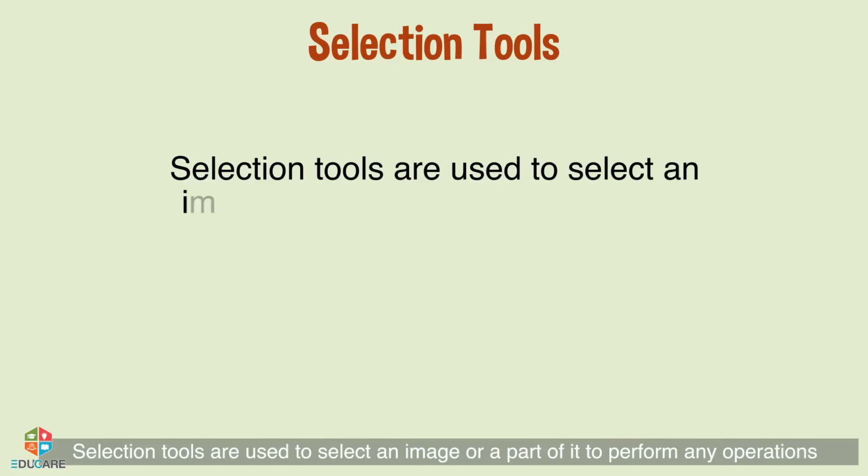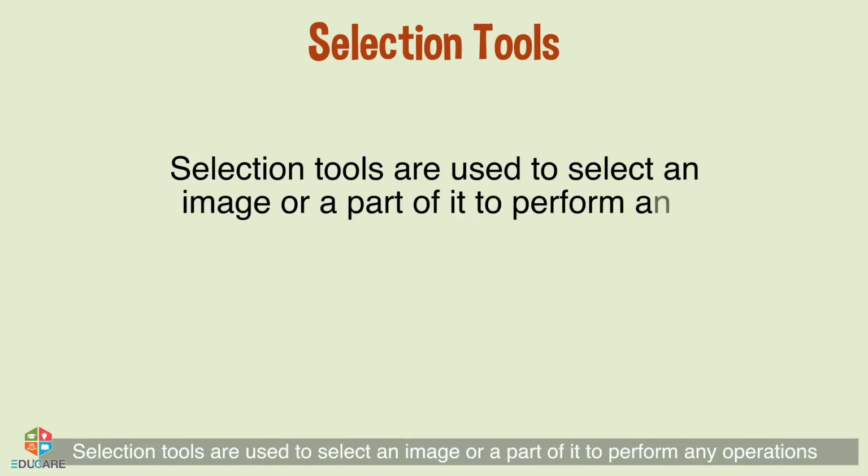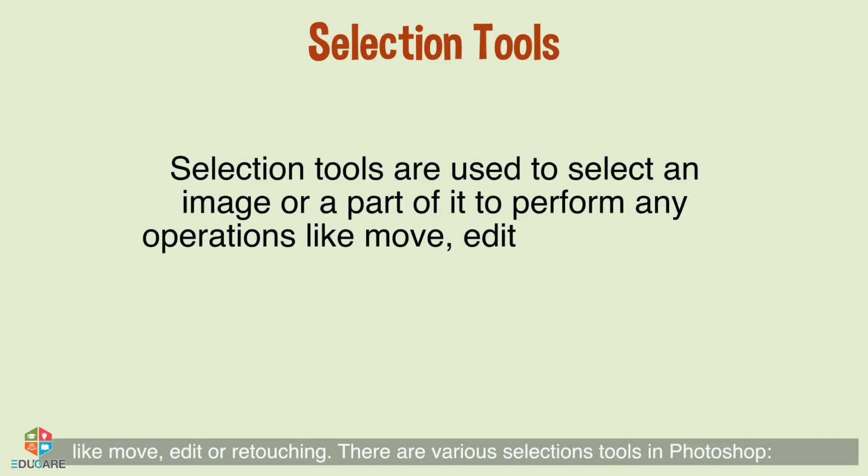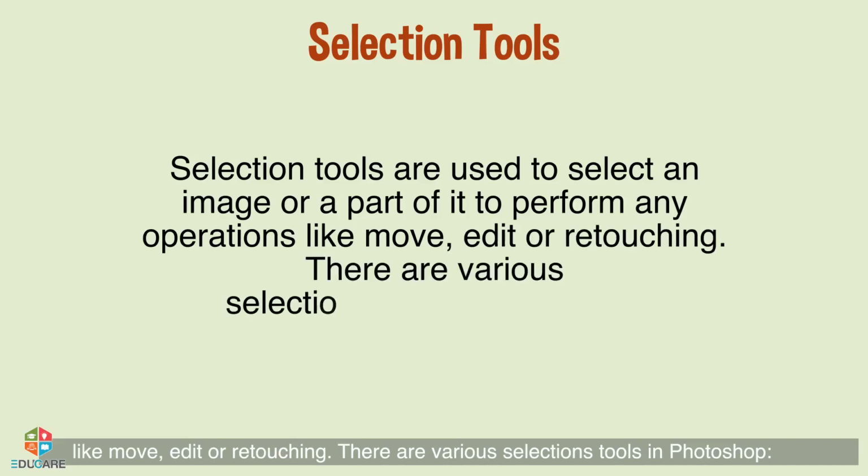Selection tools. Selection tools are used to select an image or a part of it to perform any operations like move, edit, or retouching. There are various selection tools in Photoshop.